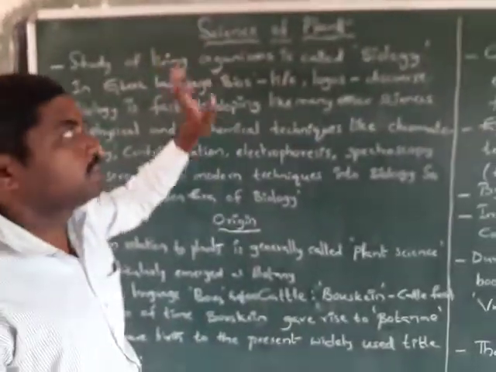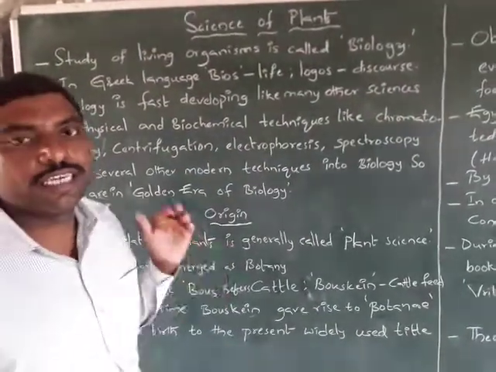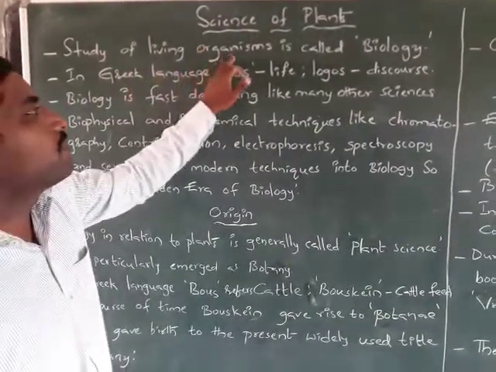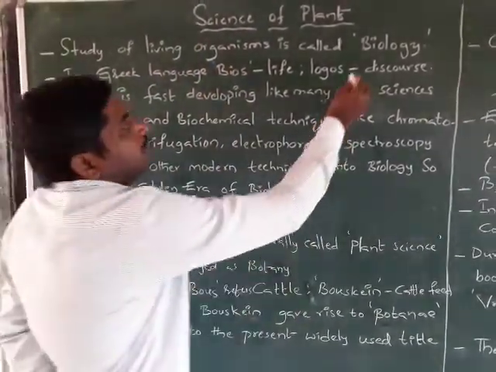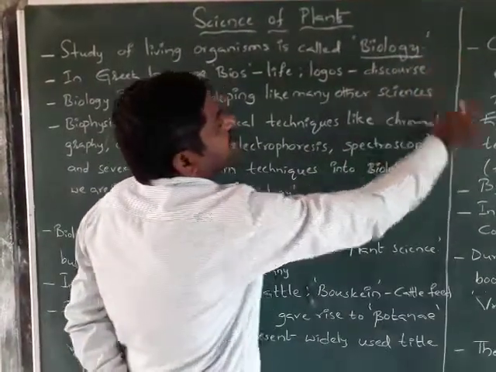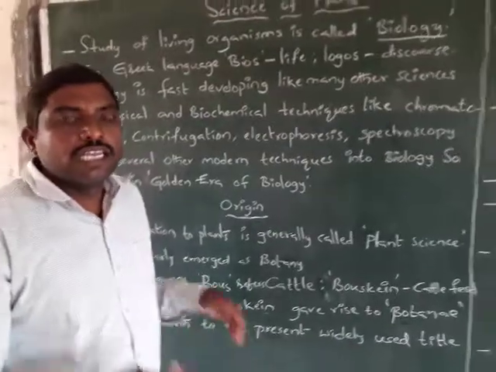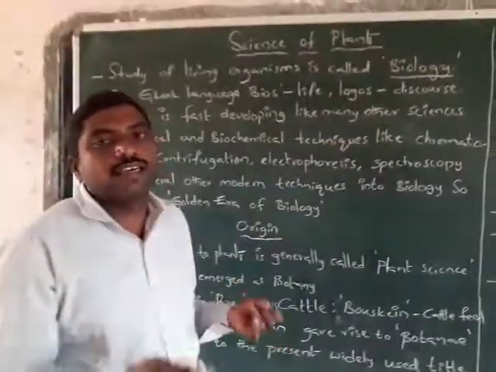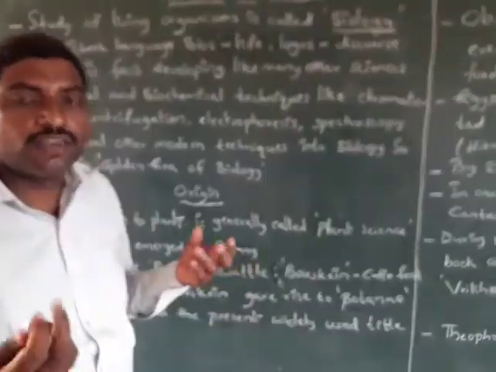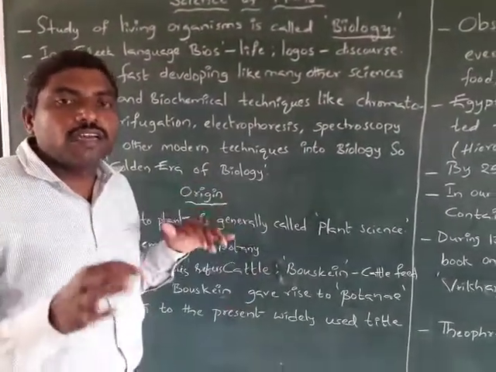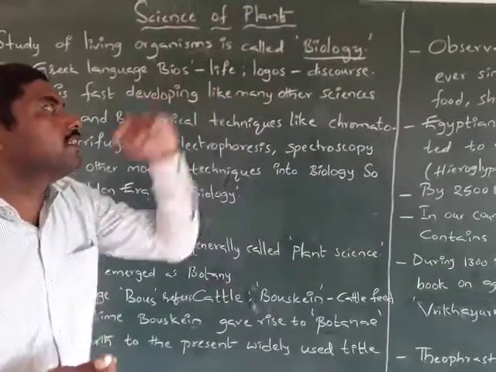Science of plants. We have to discuss the science of plants. Here, the study of living organisms is called biology. Biology is nothing but the study of living organisms. That may be plants, animals, microorganisms, fungi, algae, etc. These are all living organisms.